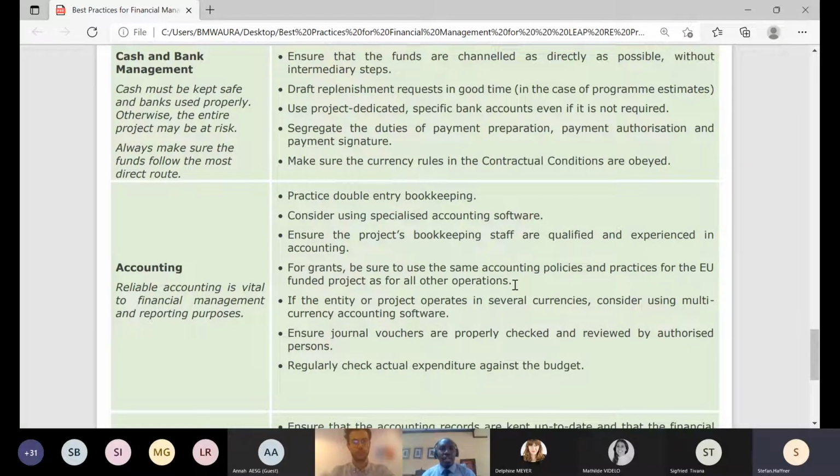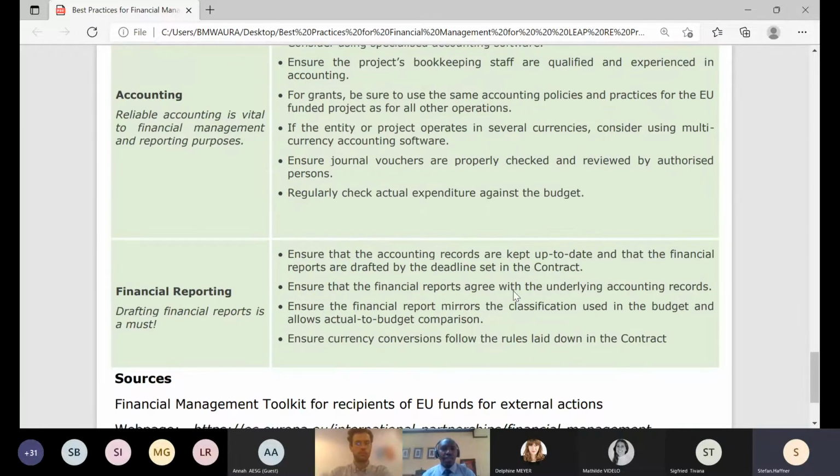Then when it comes to accounting, it's good for the partners to consider the concept of double entry and use specialized accounting software. You'll find that in most cases, depending on the amount of the grant allocated, some partners will not find it important to have software, but it's really good to have very good accounting software, and also to ensure that the project bookkeeping staff are well qualified and well experienced, and that they familiarize themselves with the grant rules and requirements.